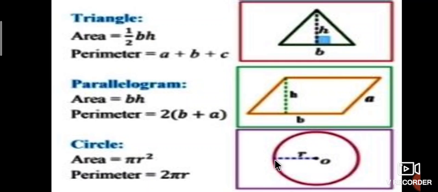Okay, next we are discussing the circle. This is a circle of radius R. What is the area of a circle? The area of a circle is equal to pi r square, and the perimeter of a circle is equal to 2 pi r. This is the formula for the area and perimeter of a circle.